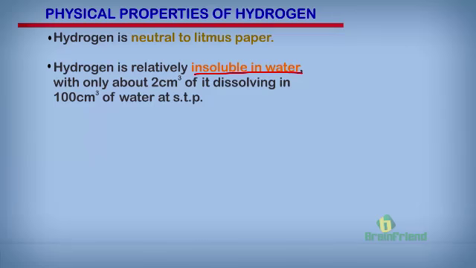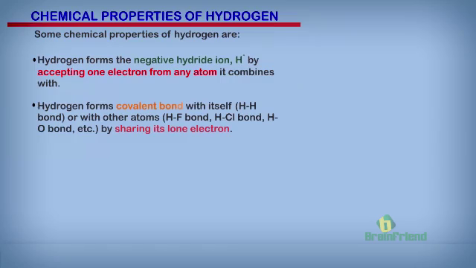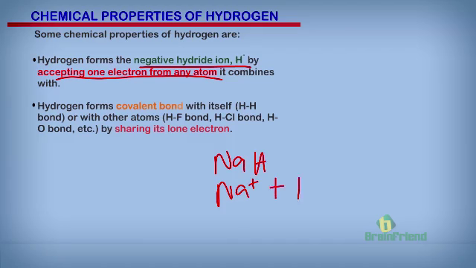standard temperature and pressure. Some chemical properties of hydrogen are that: 1, hydrogen forms the negative hydride ion by accepting one electron from any atom it combines with. So when hydrogen combines with an atom, for example, a metal atom, it will form the hydride ion.